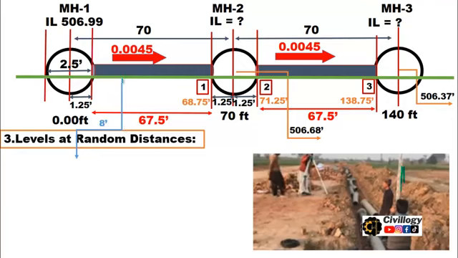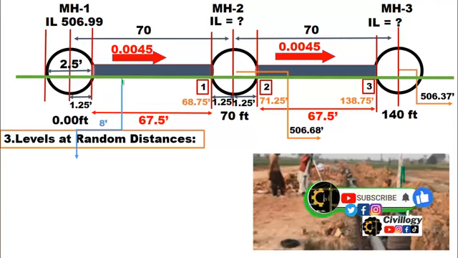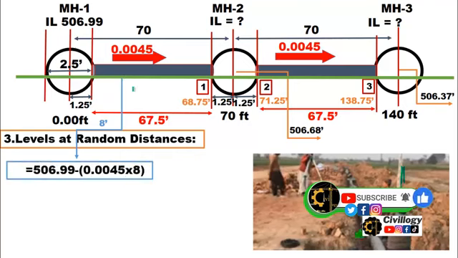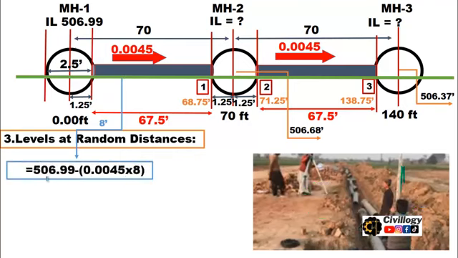Which will be the bottom. First we will calculate the bottom levels, then I will tell you how you can calculate the top level of the pipe. Let's suppose we are calculating at 8 feet. The same formula will be applied as we are proceeding towards the right, as the slope is rightward. Over here the invert level is 506.99, and at 8 feet from manhole number 1, the slope will be 0.0045 multiplied by distance.